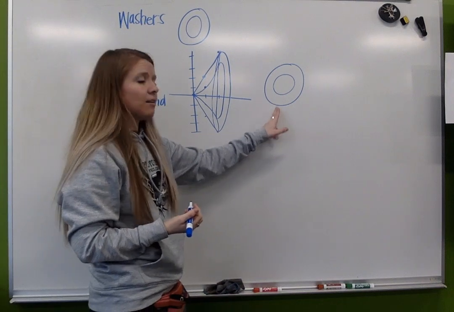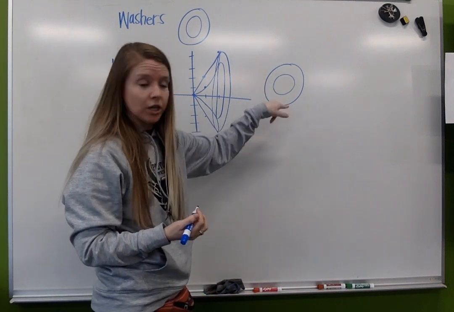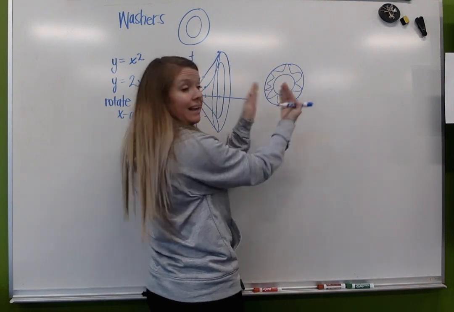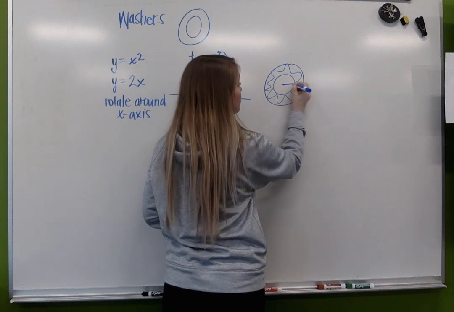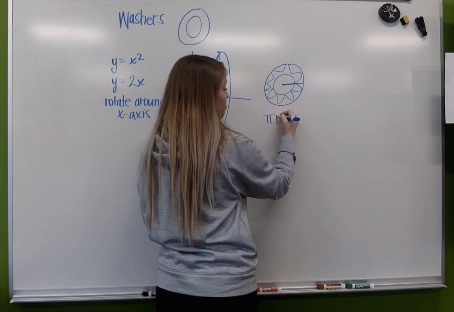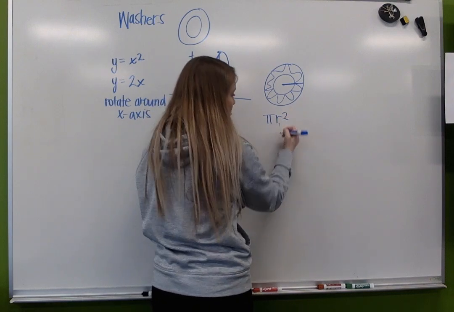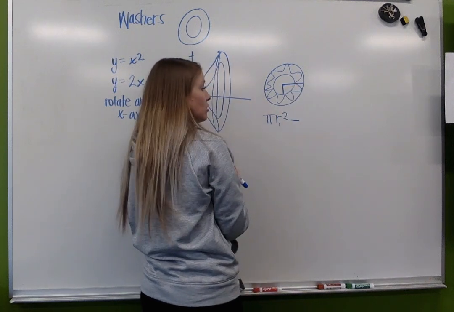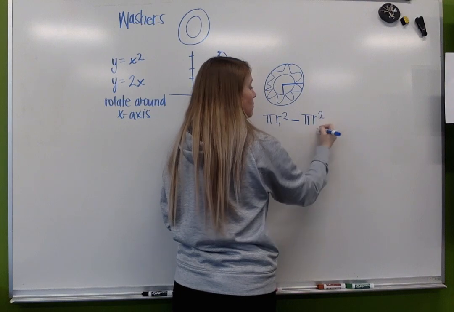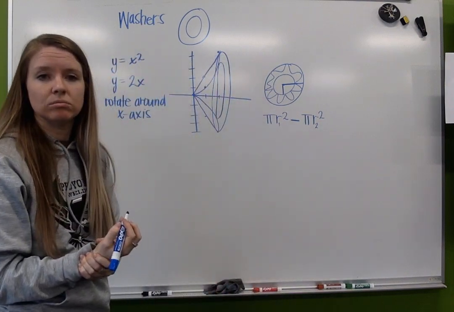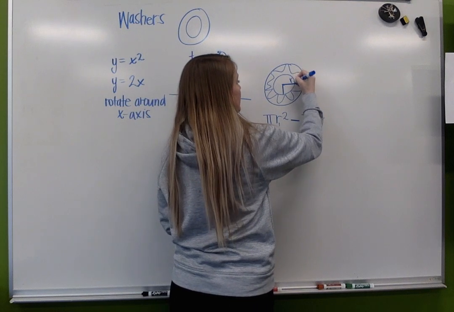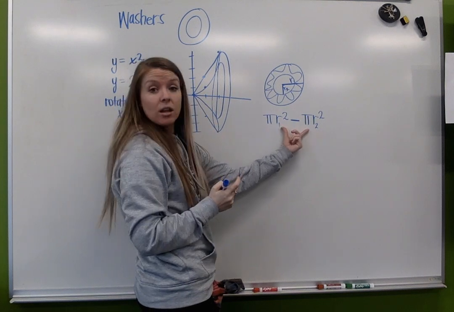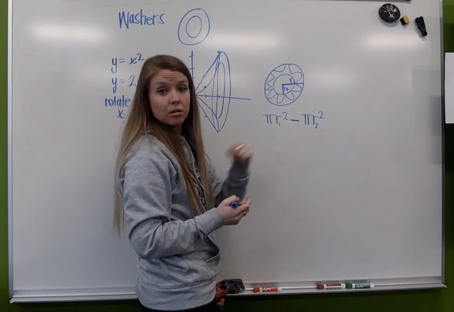So if we take a step back, if I'm going to find the area of a washer, so this portion is what I'm looking for, I'm just going to find the area of the outer circle, which is pi r squared. We'll call this radius 1. And we're going to subtract the inner circle, which is pi r squared. We'll call this radius 2. All right? So this is radius 1. This is radius 2. That's all I'm doing. I'm going to take a circle, subtract a circle.